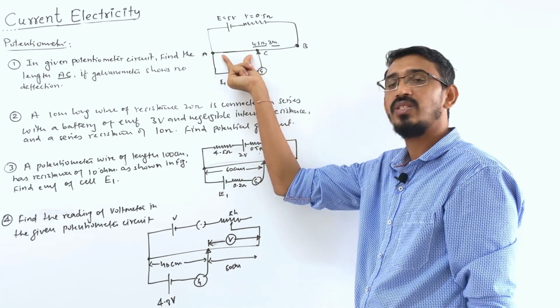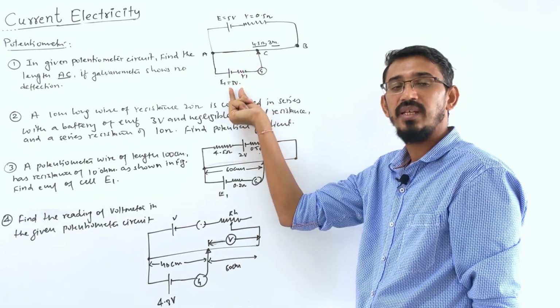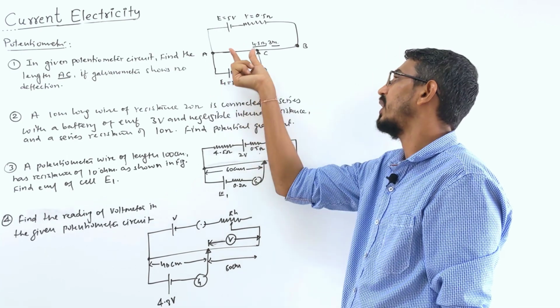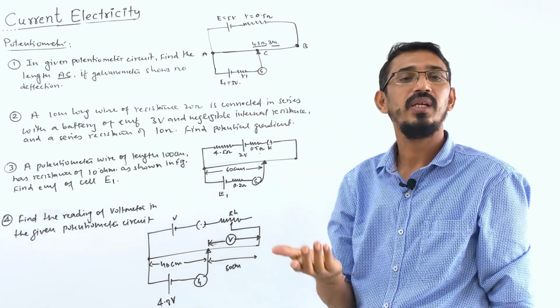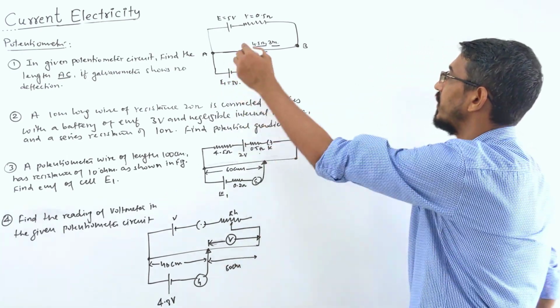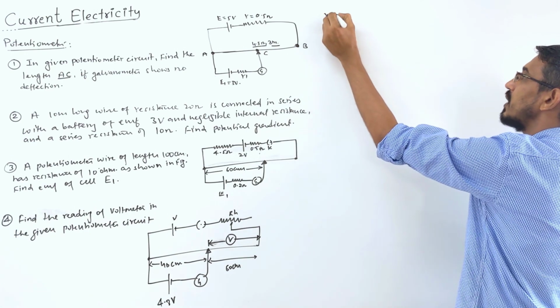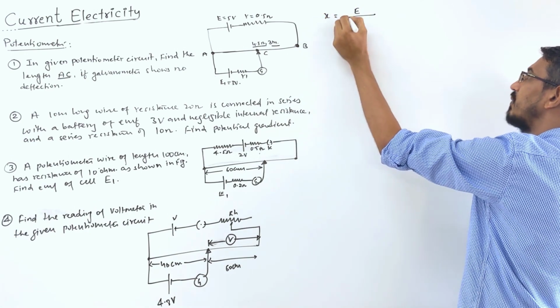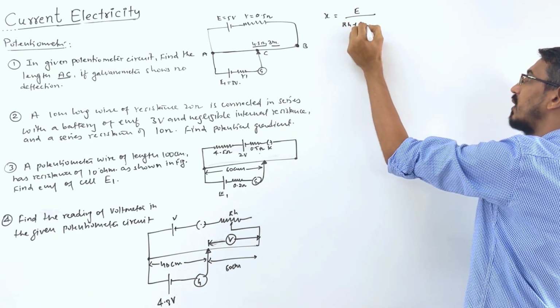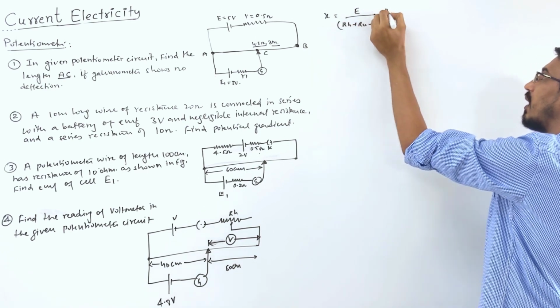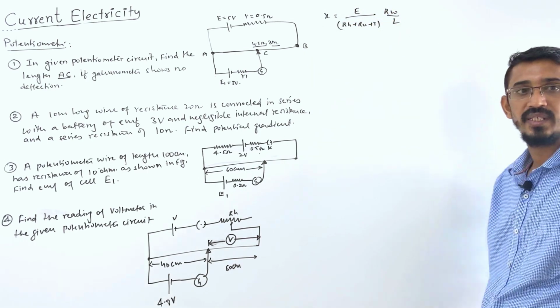Either the balancing length is known and they ask you the EMF of the cell, or here the EMF of the cell is known and we have to find the balancing length. In both cases, what we need is the potential gradient. Let's find the potential gradient. The potential gradient formula is EMF divided by (Rh plus Rw plus r), times Rw divided by total length. This is the complete formula.